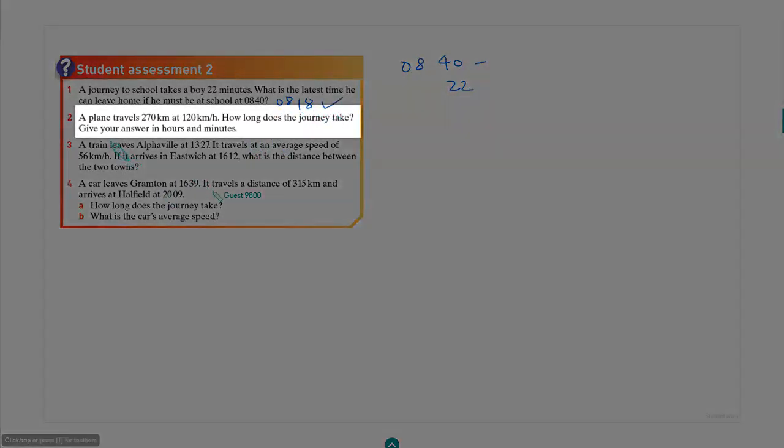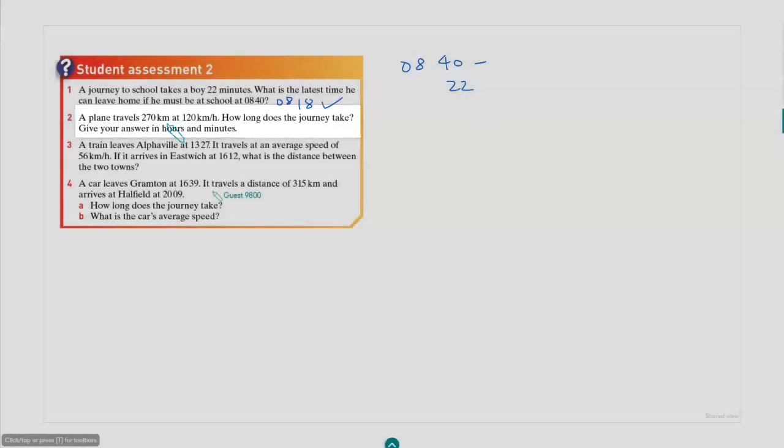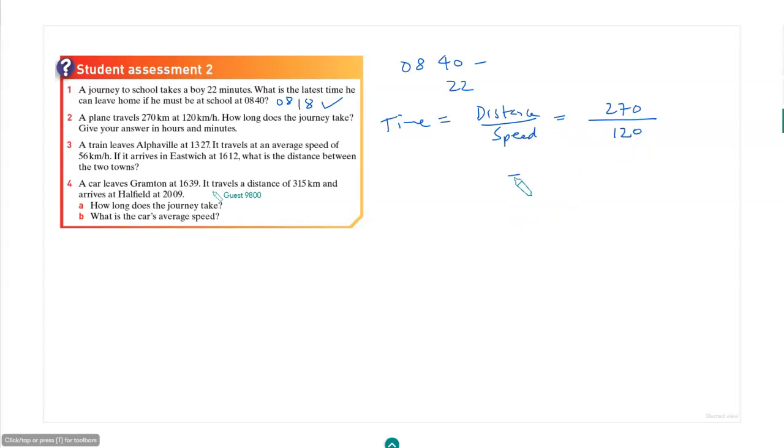Very good. A plane travels 270 km at 120 km per hour. How long does the journey take? Time is distance by speed. So here it is. Okay, so if you do this division, what do you get? Yeah, or you can say 2.25, right? So that is in hours, right? So give your answer in hours and minutes. Very good. 2 hours 15 minutes. Great. How do you get 15?